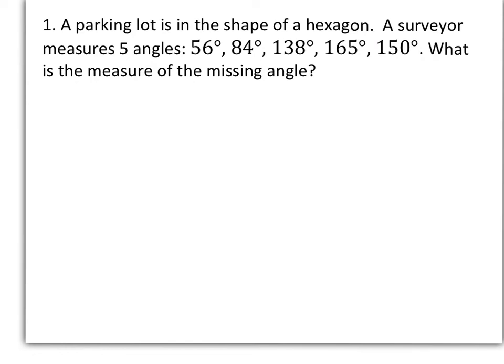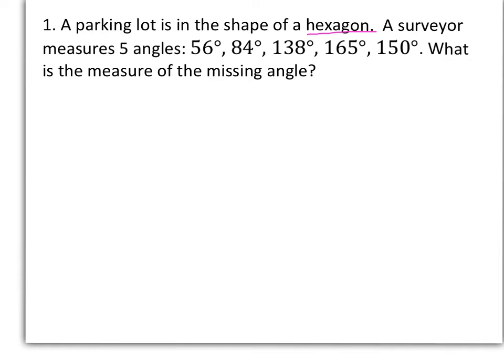Okay, now we're ready to look at some examples where we find missing angles in polygons. Number 1 says a parking lot is in the shape of a hexagon. So there's our key word on our type of polygon. A surveyor measures 5 angles, 56 degrees, 84 degrees, 138 degrees, 165 degrees, and 150 degrees. What is the measure of the missing angle?